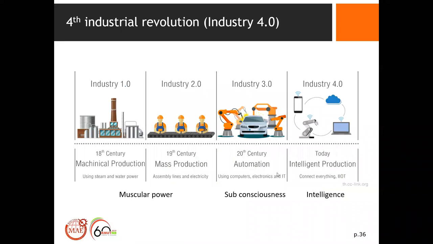This slide shows the summary. The first and the second industrial revolution, we use the machine to replace the muscular power. For the third one, we replace the human at a different level. It's called the subconsciousness level. Why is it subconsciousness? Because the well-defined task requires no learning, right?